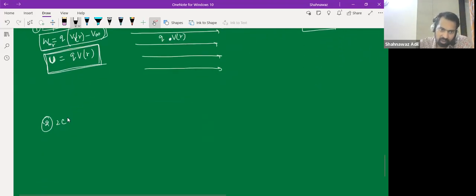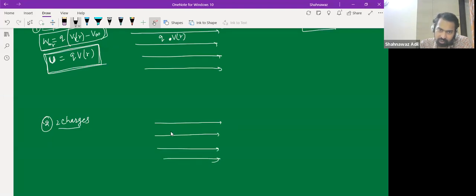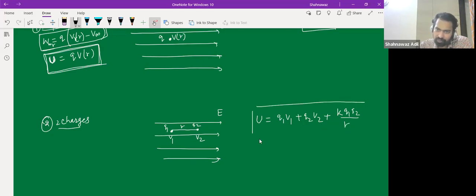Okay, so now we have two charges and they are present in the electric field. So I will directly write the formula you guys have already derived. This is Q1 and the potential is V1, and this is Q2 and the potential is V2, and this is the electric field. So the potential energy is simply Q1 V1 plus Q2 V2 and the interaction between these two charges, K Q1 Q2 by R, where this distance is R. Clear, guys?